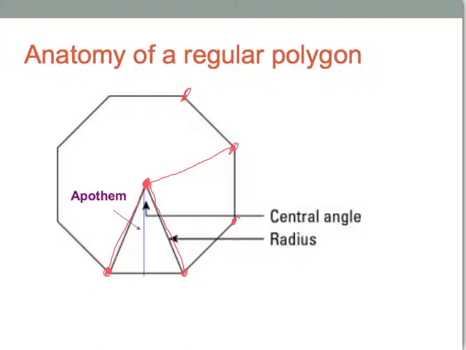Now we've got our central angle that's formed between the two radii. We have the radius that we just talked about. And the last thing on this slide is this apothem. It's this blue segment connecting the center straight down to the base, and it's always going to create a right angle. The apothem is a special thing. It's a new word for all of us, and let's talk about more of its characteristics on the next slide.